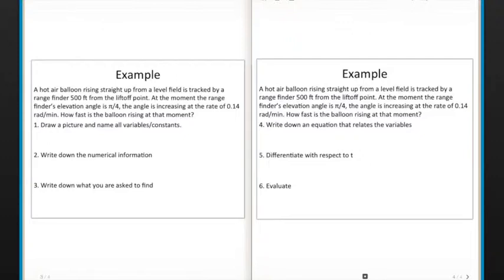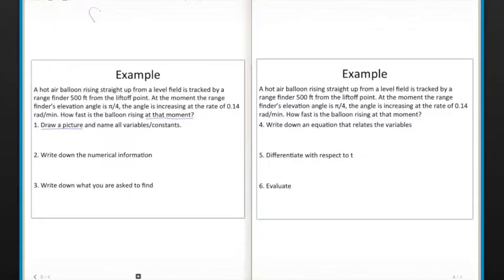All right, in this example, we have a hot air balloon rising straight up from a level field that is tracked by a rangefinder 500 feet from the liftoff point. At the moment the rangefinder's elevation is pi over 4, the angle is increasing at a rate of 0.14 radians per minute. We want to know how fast is the balloon rising at that exact moment.